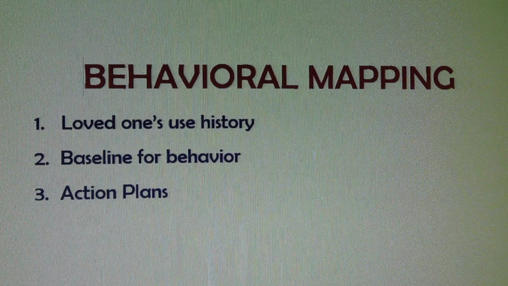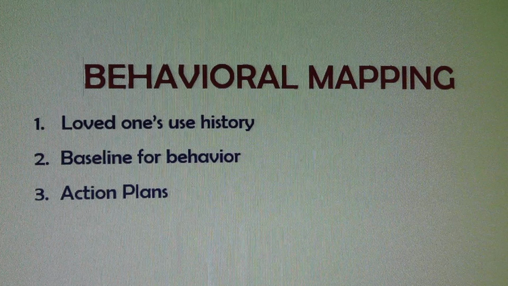Behavioral mapping involves three items. One is your loved one's drinking history or use history. The second is a baseline for behavior. And the third is the action plans. This session will look at only the first two of those items. And we remind people to think, when they consider their loved one who has the substance use problem, if you have ever caught yourself saying to yourself, I knew she would do that, or there he goes again, then you already have some evidence that there are patterns to the person's substance use.